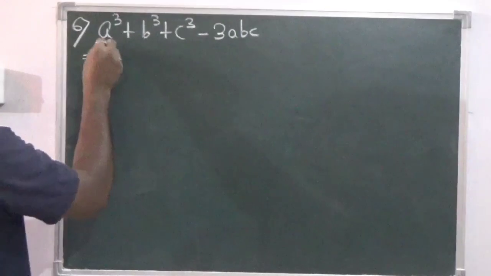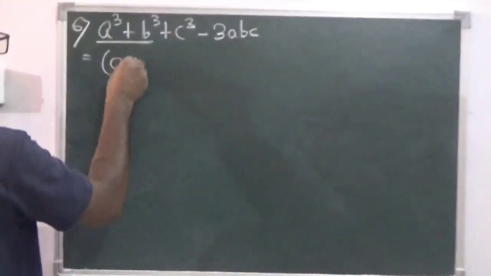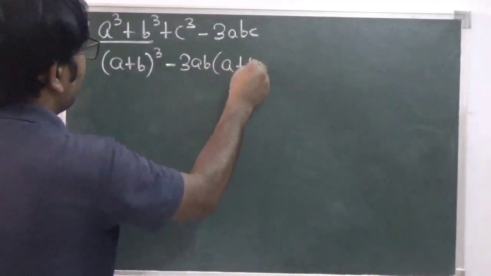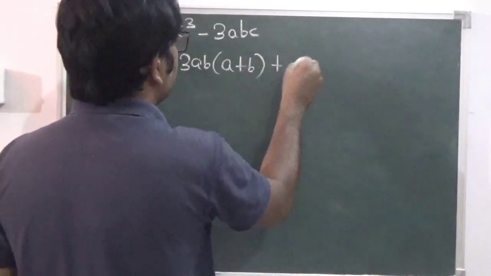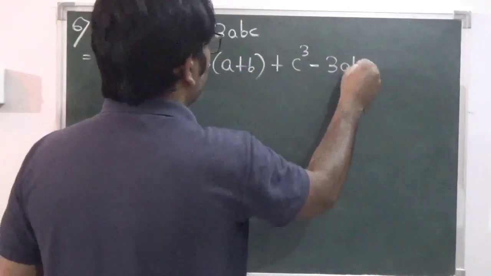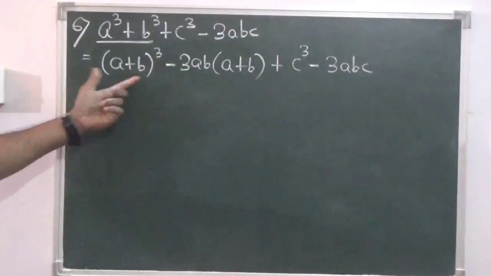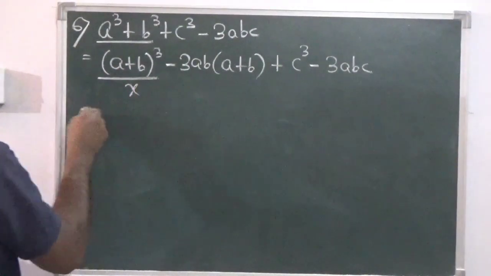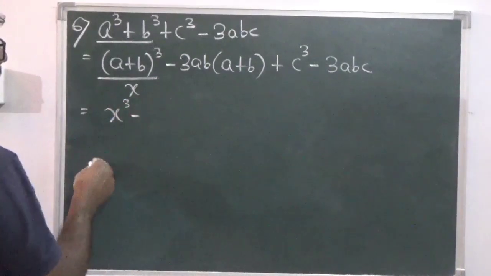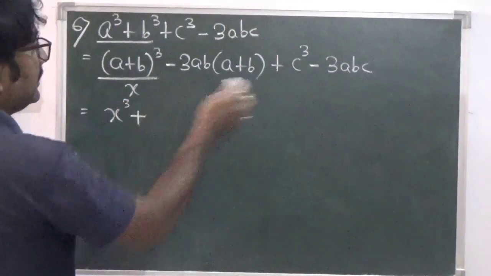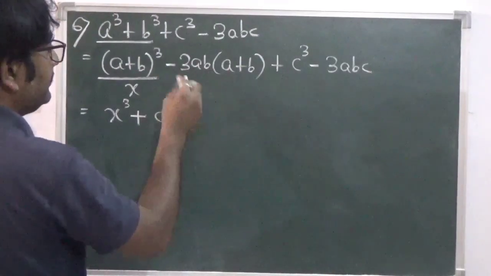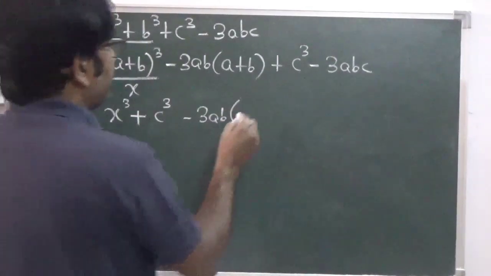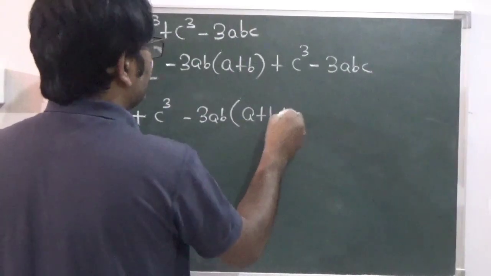A cube plus b cube. First we will deal with this. So you can write it is a plus b whole cube minus 3ab into a plus b. Then the rest as it is, c cube minus 3abc. So you can write it like this. Now let us assume, let this be x, so it becomes x cube plus c cube, and from these two we take minus 3ab common. So we have a plus b plus c.